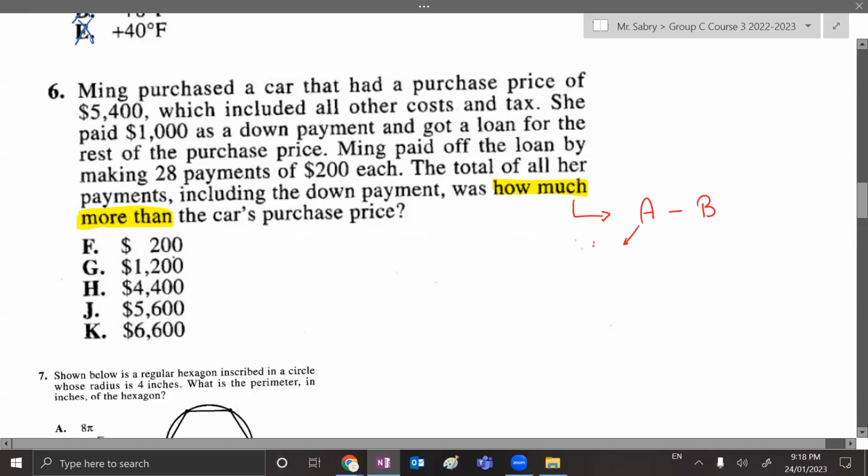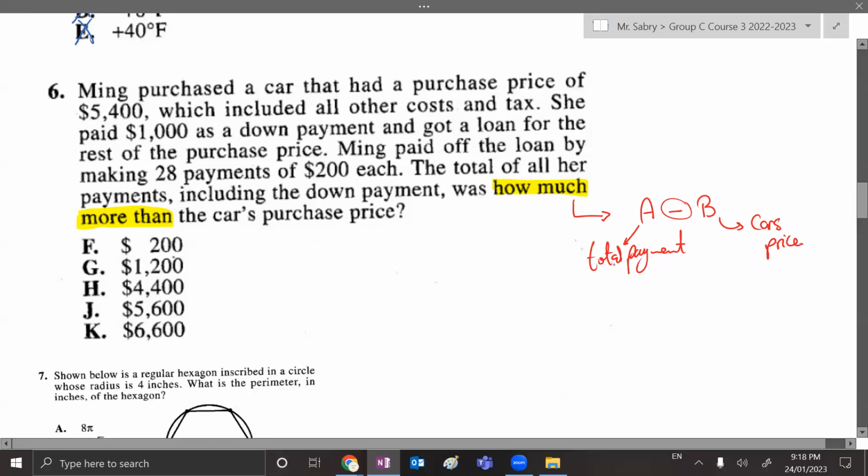That's the thing at the beginning. And then get the car's purchase price and subtract those from each other. This is how I get how much more this is than that.